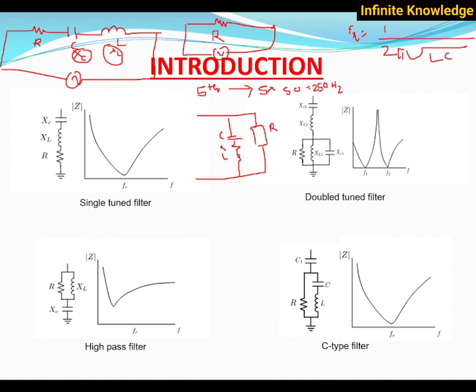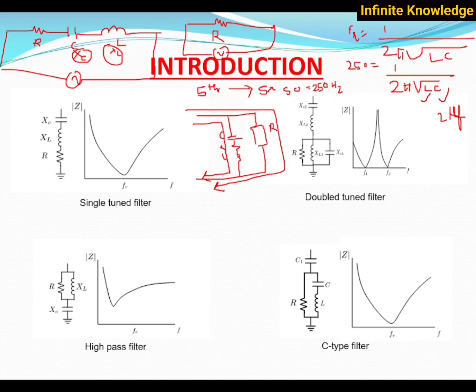So if I write 250 hertz here and calculate with the formula, L and C are unknown. You can consider L as any value. Let's consider C is 2 microfarad. By considering the 2 microfarad, I have to find the L so that my resonance frequency is 250. By this I can calculate the L and C. If I tune this filter at 250 Hz, all the fifth harmonic current will go to this part, and our fundamental current goes to this part.